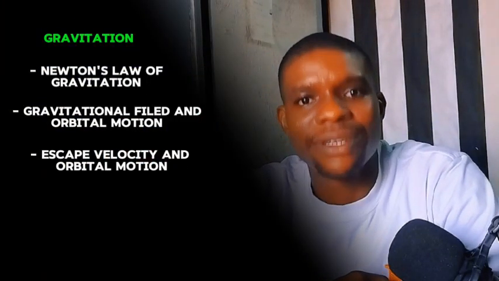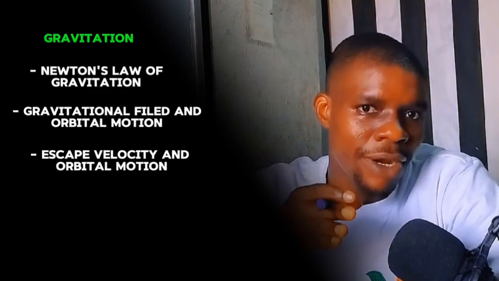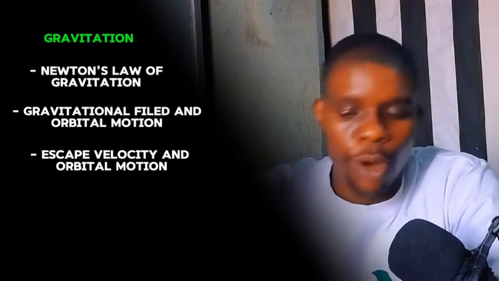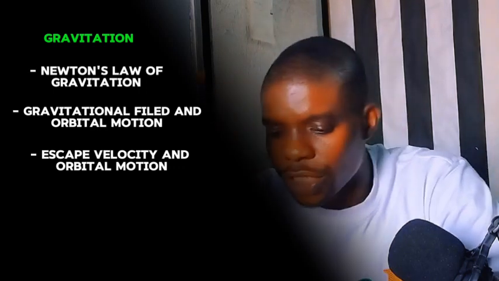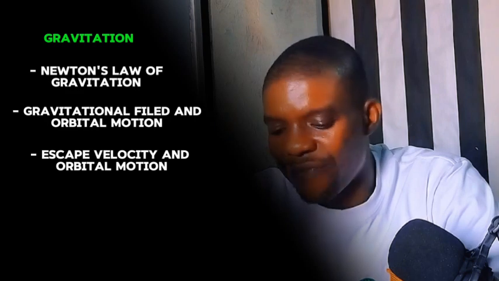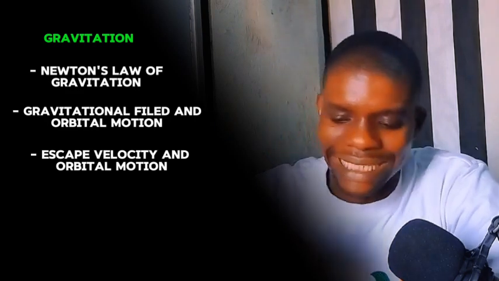Then the 7th one is gravitation. Yes, gravitation. You need to cover gravitation. Under gravitation, we have Newton's law of gravitation. Number 2, gravitational field and orbital motion. Number 3 is escape velocity and orbital motion. So these are things you need to cover under gravitation.